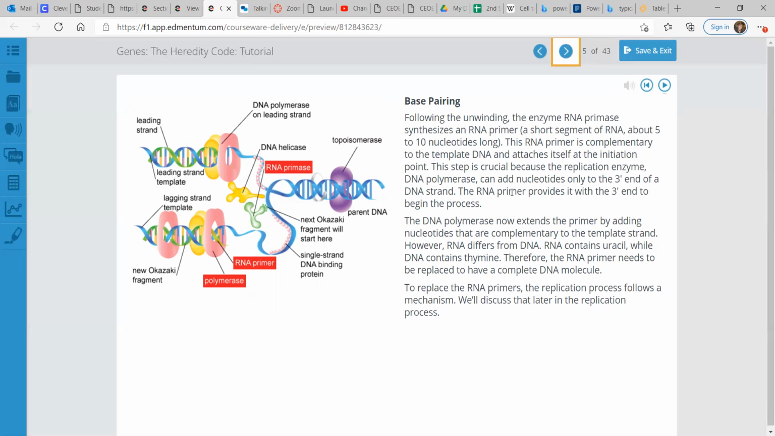The DNA polymerase now extends the primer by adding nucleotides that are complementary to the template strand. However, RNA differs from DNA. RNA contains uracil, while DNA contains thymine. Therefore, the RNA primer needs to be replaced to have a complete DNA molecule. To replace the RNA primers, the replication process follows a mechanism. We'll discuss that later in the replication process.